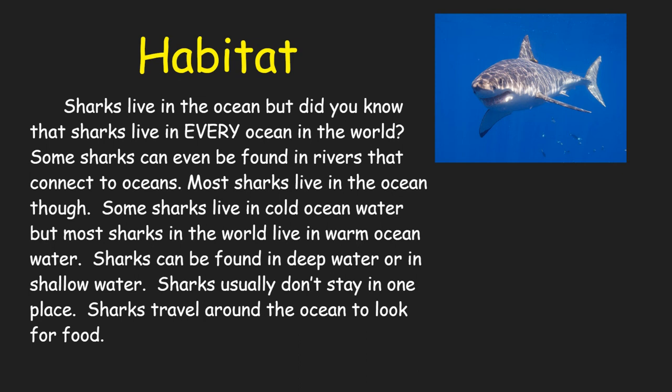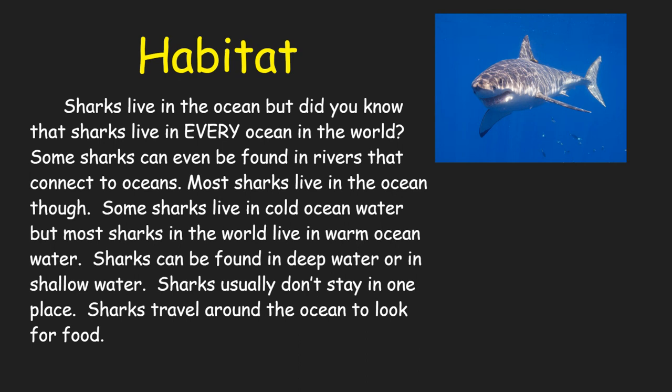So my paragraph says, sharks live in the ocean, but did you know that sharks live in every ocean in the world? Some sharks can even be found in rivers that connect to oceans. Most sharks live in the ocean, though. Some sharks live in cold ocean water, but most sharks in the world live in warm ocean water. Sharks can be found in deep water or in shallow water. Sharks usually don't stay in one place. Sharks travel around the ocean to look for food. You can tell that I repeated the main word or the main habitat of the paragraph so that you know the whole paragraph is about a shark's habitat, which of course is water or the ocean.